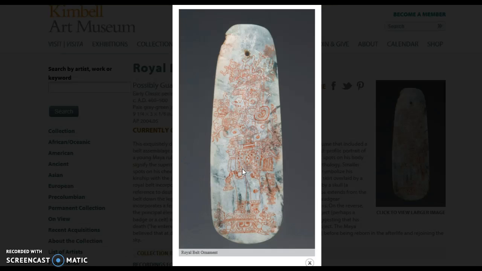The smaller spots on his cheeks and nose, and a whisker-like element at the corner of his mouth, symbolize the kinship of a jaguar. So these right here. And that was meant to be a symbol of courage and honor and power.